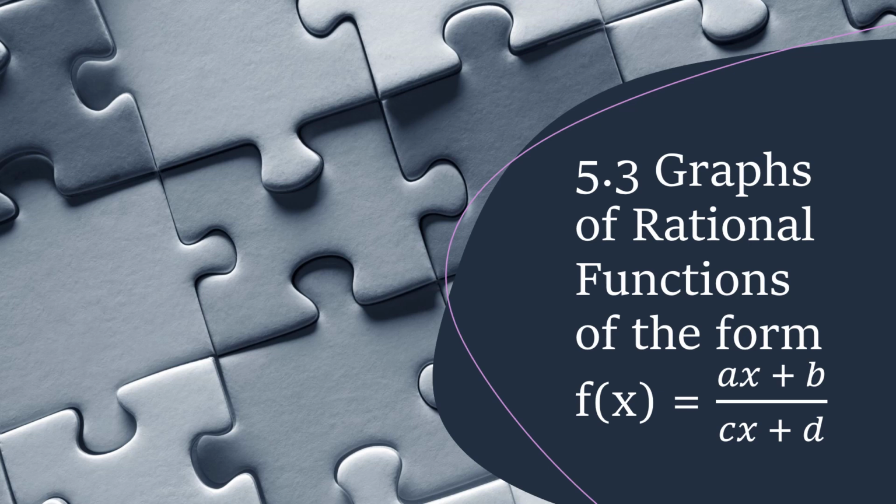This is a grade 12 advanced functions lesson on graphing rational functions just in this form. Notice there's no power of 2 here, so these are just linear pieces, p of x over q of x. Let's do some review first. How do we find a vertical asymptote?